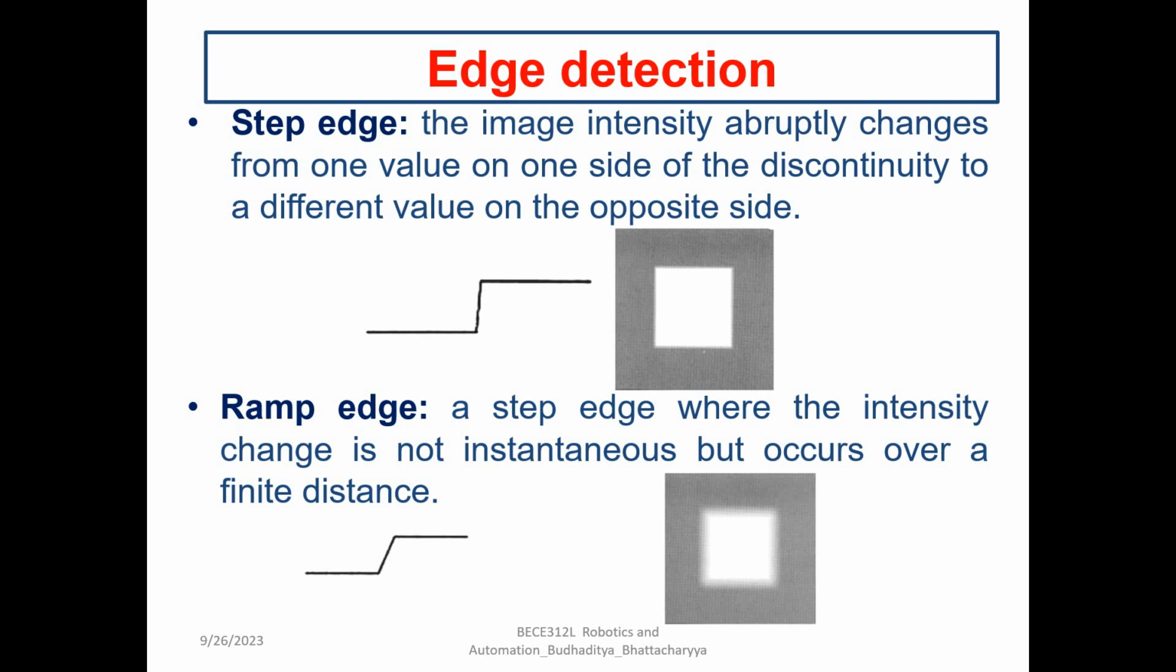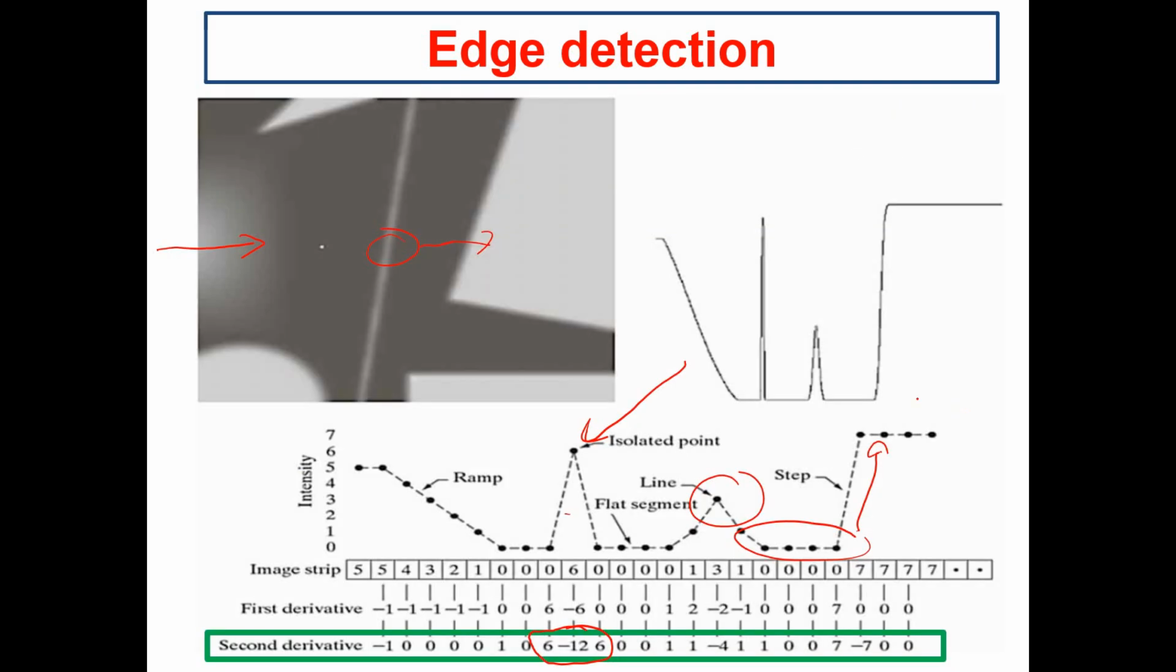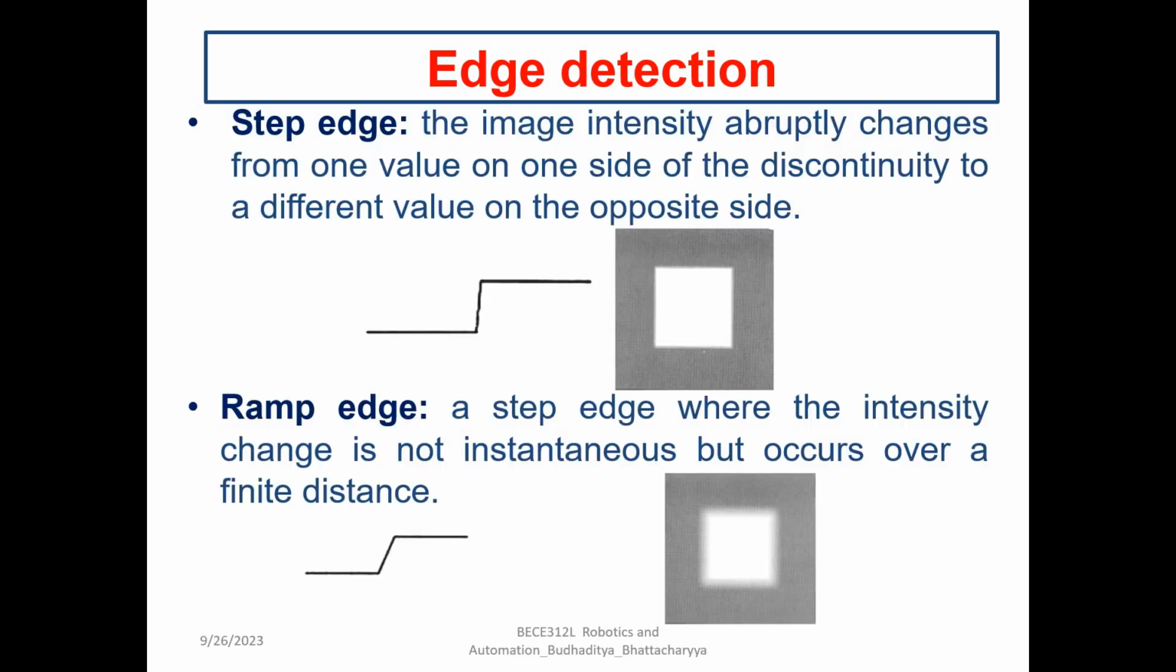A step edge is where the image intensity abruptly changes from one value on one side of the discontinuity to a different value on the opposite side. So basically what we have somewhere over here, it was somewhere around 0 and it's going to 7. So it's a steady jump that happened. Okay, so that is what we are talking about, the step edge.